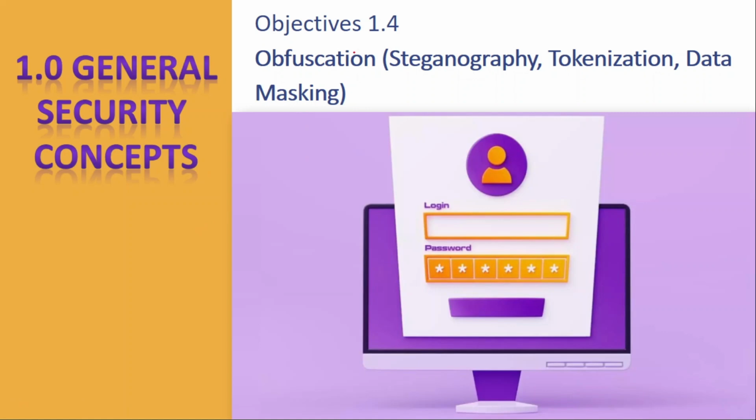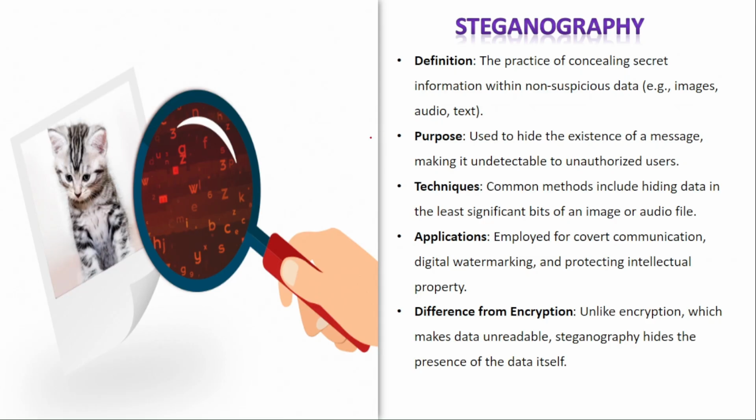So the last objective of domain 1 is objective 1.4, and that is obfuscation. Obfuscation includes steganography, tokenization, and data masking. So let's dive into this topic. The first one is steganography.